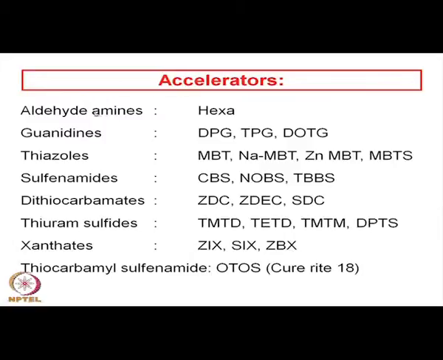Now, their speed of reaction with sulfur to form sulfur cross link bonds differs depending on their chemical formula and chemical structure, and that is why a proper selection of a suitable accelerator from this list is necessary. Some are very fast accelerators, some are slow accelerators, some are medium fast accelerators.